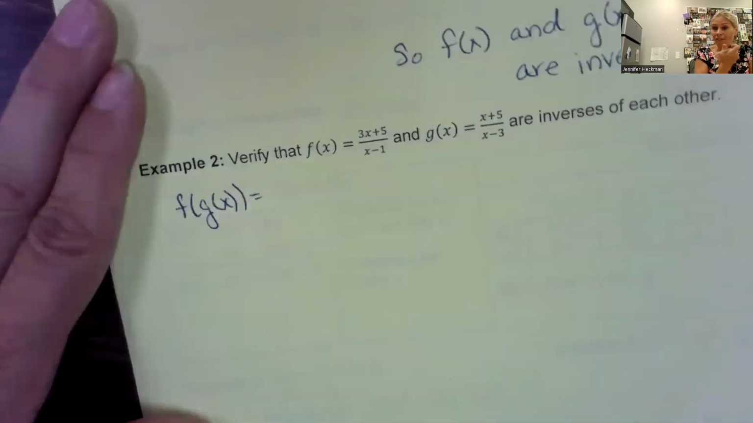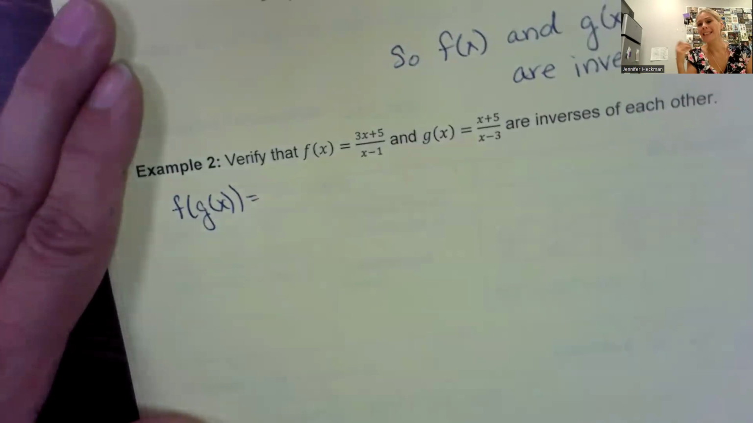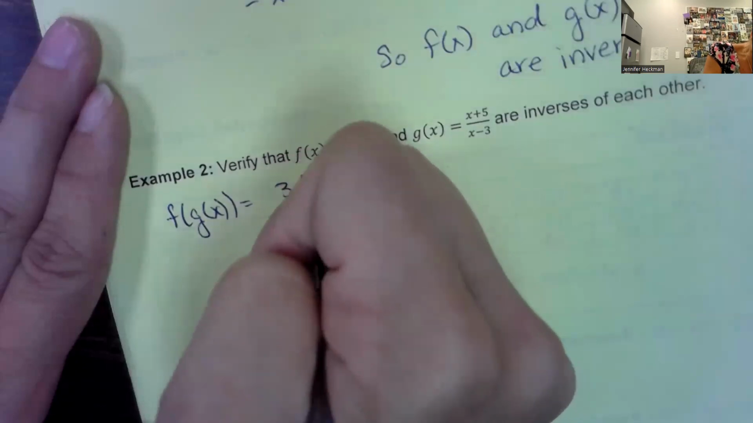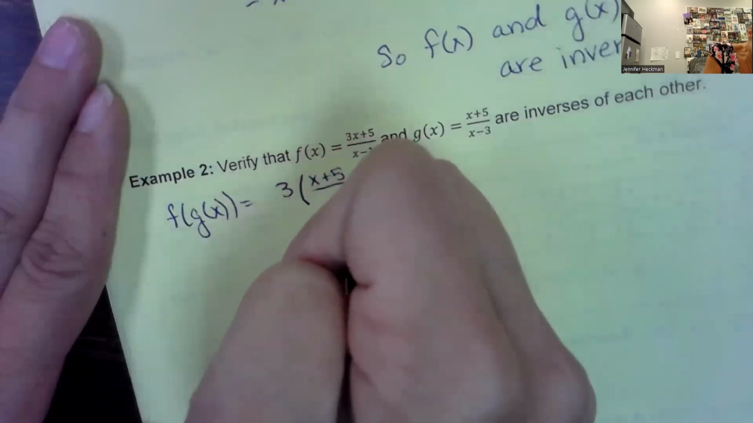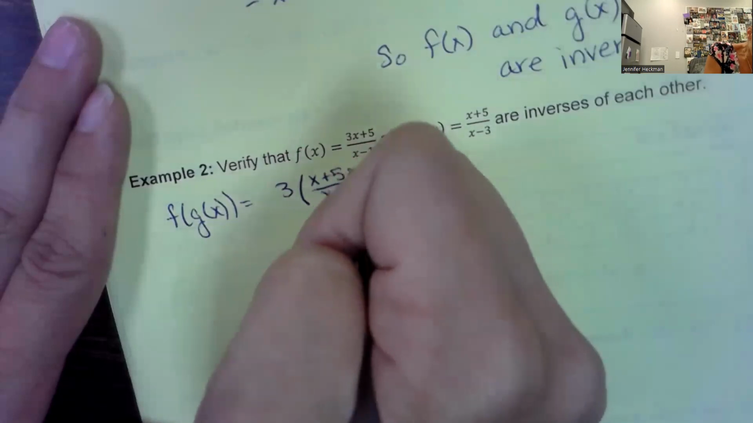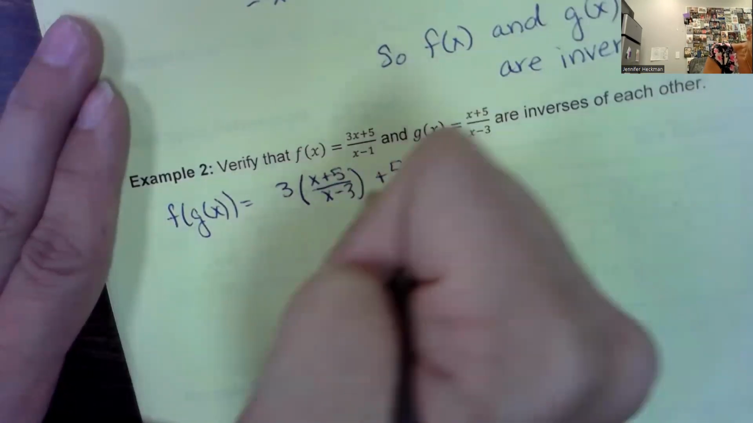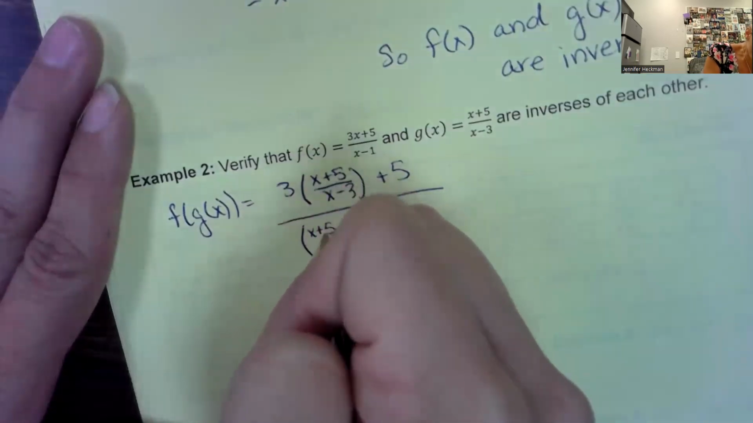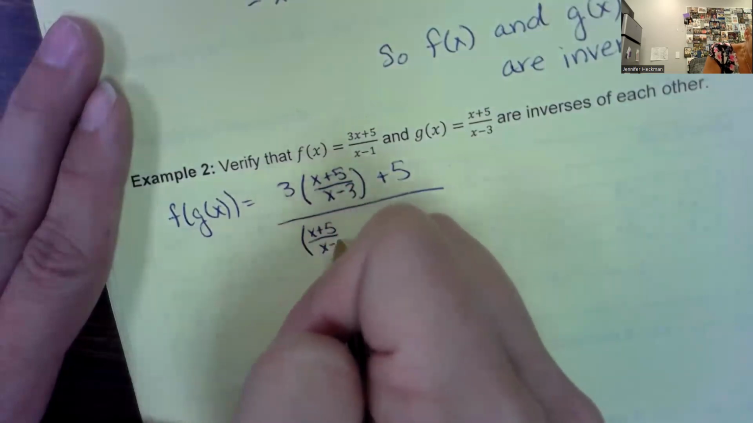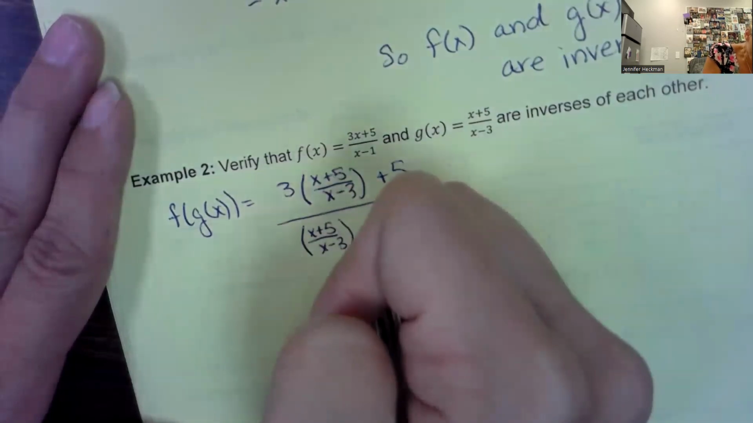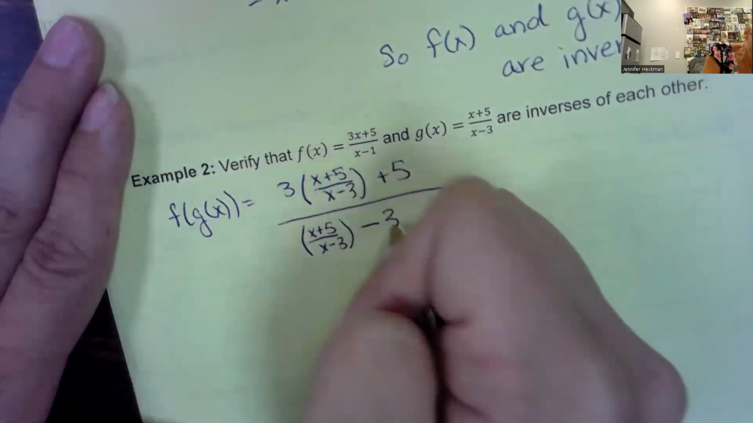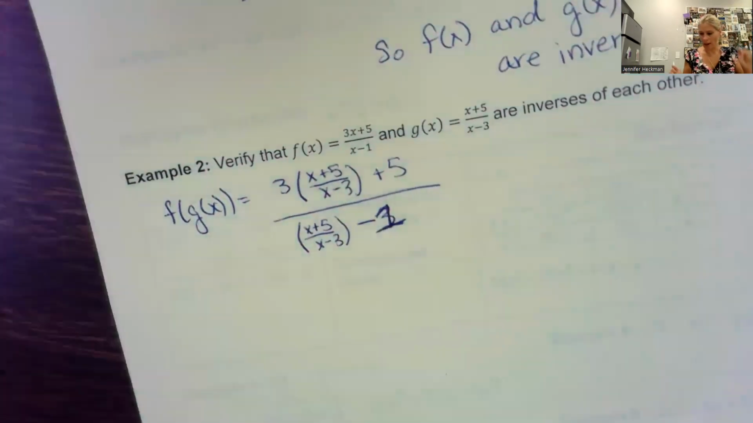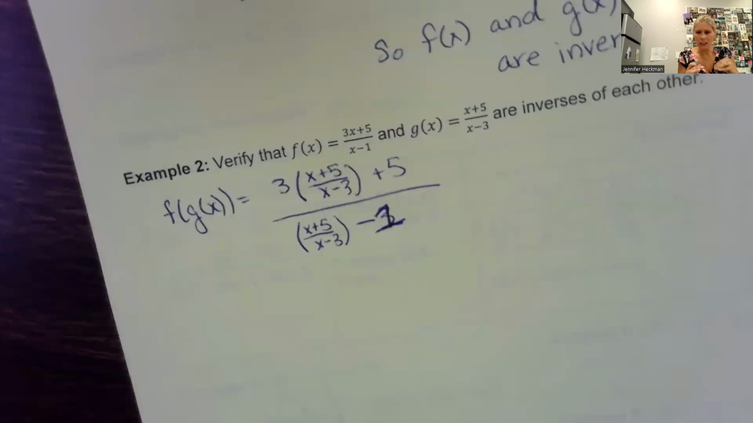Okay, so I'm going to start with my f of x function. For every x I see, I'll put in the g. So I start out with 3. Now instead of x, I'm going to put x plus 5 all over x minus 3, plus 5, all over, oh, there's another x, so that's x plus 5 over x minus 3, minus 1, sorry, looking at the f of x function. Okay, there we go.